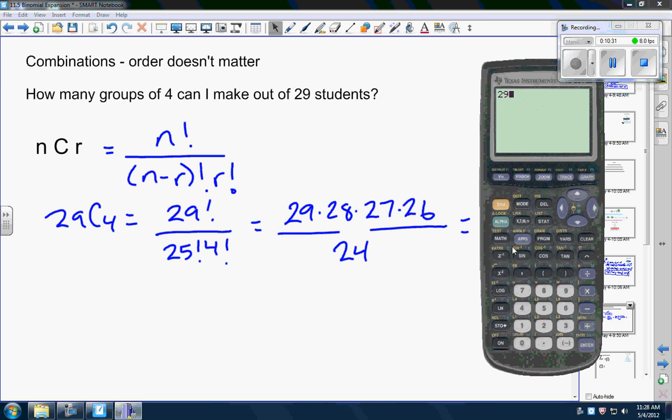So you guys have always said 29, math, over to probability, combination, 4. Okay, so there's 23,751 ways you can do this. Okay, in part 2, we'll keep going with how these combinations will help us in binomial expansion.